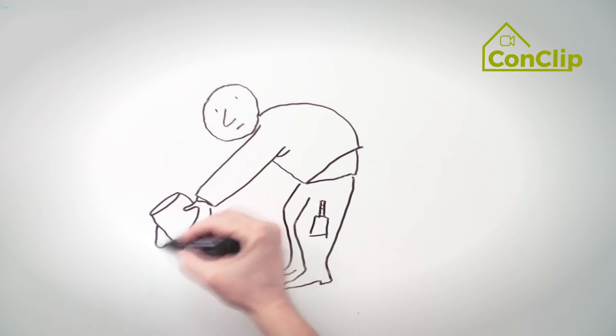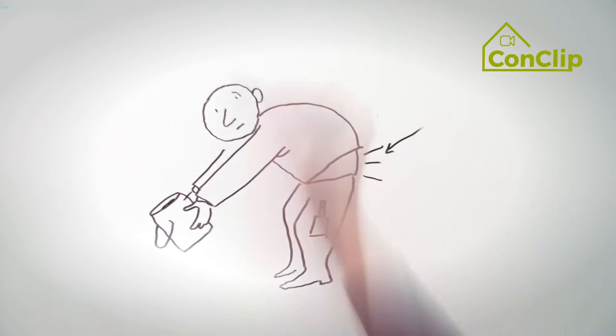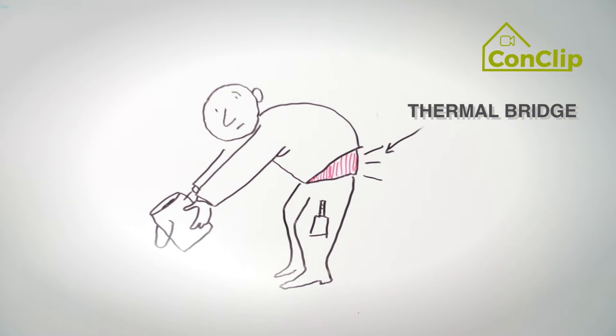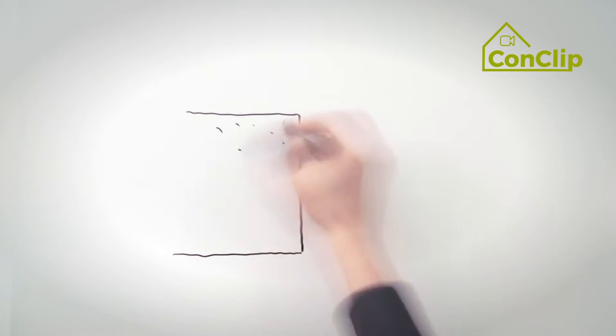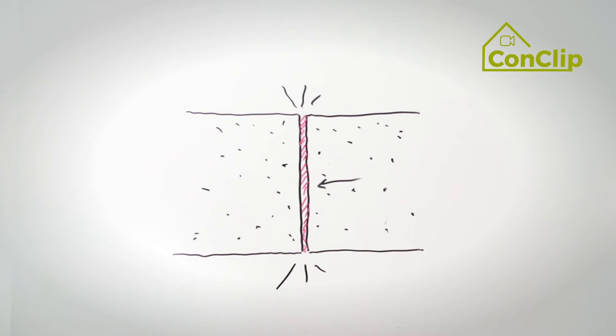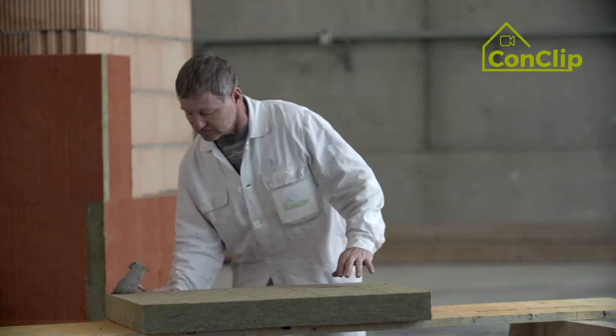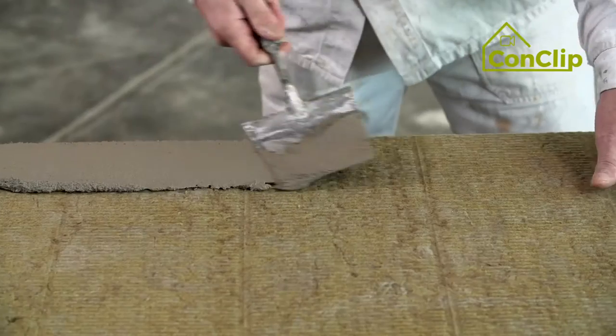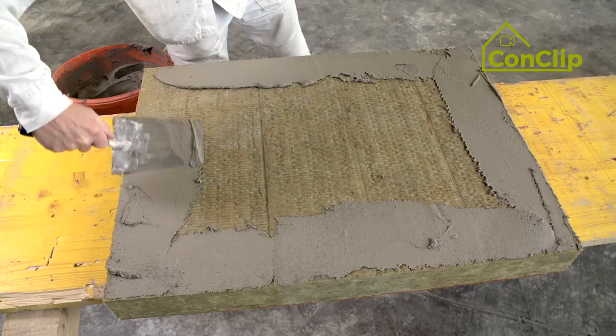Where heat escapes, there are thermal bridges. Even buildings lose temperature through thermal bridges. Structural damages, such as mold, can be the result. How do you install thermal insulation properly so that there are no thermal bridges generated?